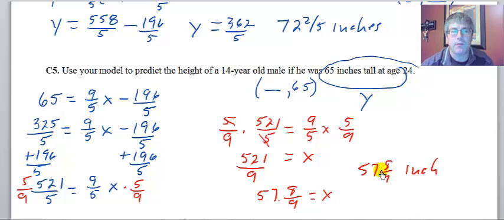So there are some examples of word problems and calculating information and making predictions using mathematical models. Mathematical models derived from point-slope form.